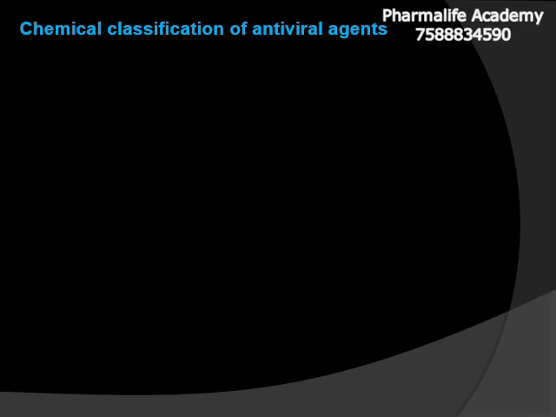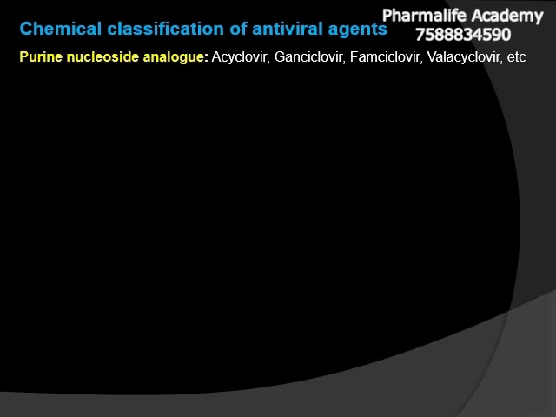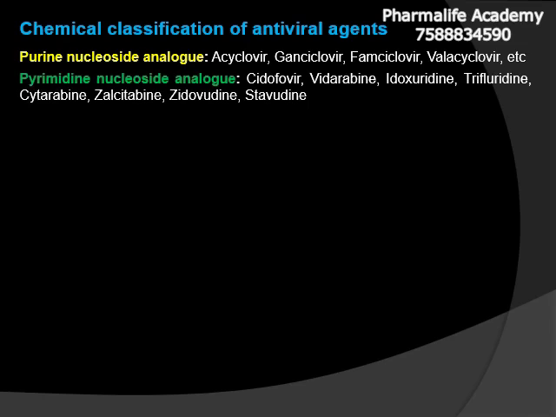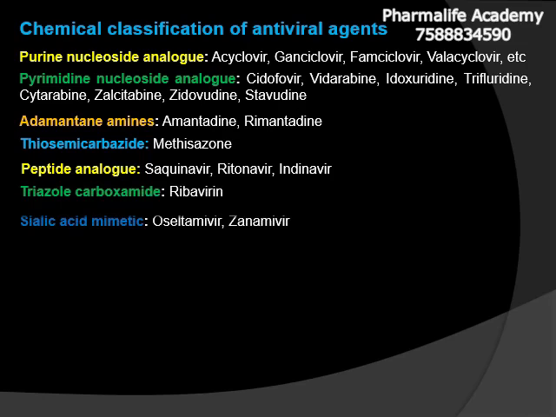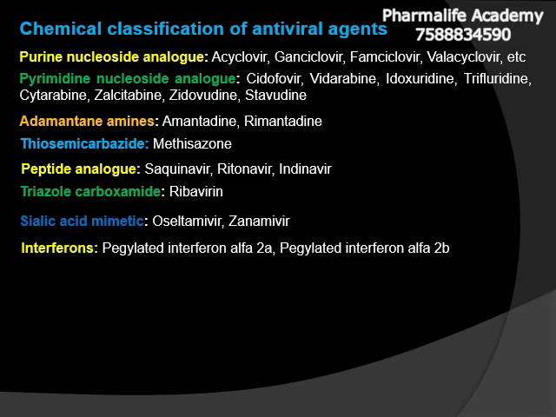Chemical classification of antiviral agents. It includes purine nucleoside analog, then pyrimidine nucleoside analog. Next is adamantane amines, then thiosemicarbazide, peptide analogs, thiazole carboxamide, and sialic acid mimetic. Sialic acids of cell surface glycoproteins and glycolipids are the receptors for many viruses such as influenza virus, coronavirus, etc. Then interferons and miscellaneous.